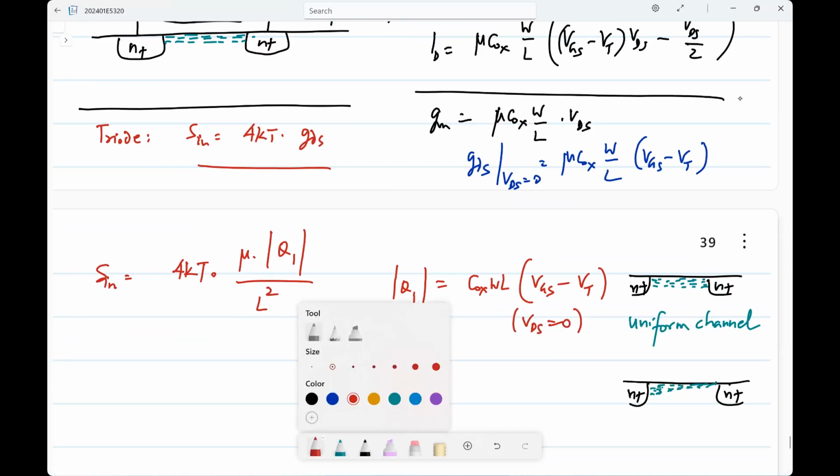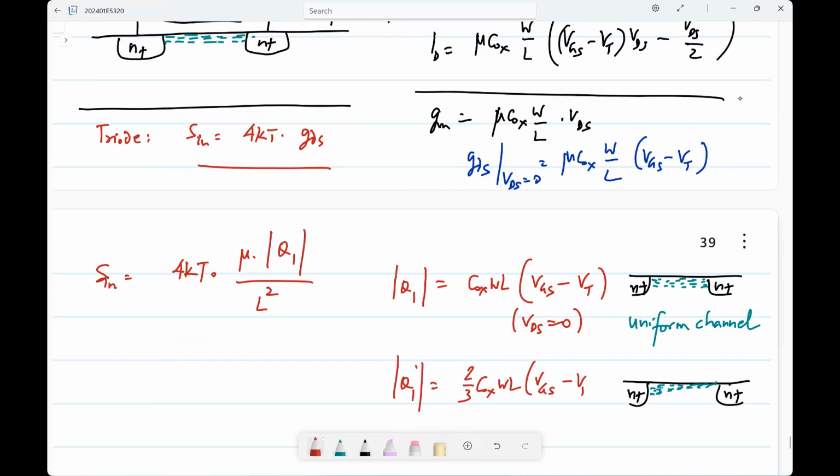So what is it? You can't guess by looking at it, but you have seen the calculation. What was the expression for QI? It is 2/3 Cox WL VGS minus VT. So now if you put these in here, the denominator L square becomes L, and you get mu Cox W by L times either VGS minus VT or 2/3 times VGS minus VT. First of all, that will be either the GDS when VDS equals 0 or GM in the saturation region. This can be derived from the device physics also, but of course we won't use this. We will use either the saturation region expression or the triode region expression.